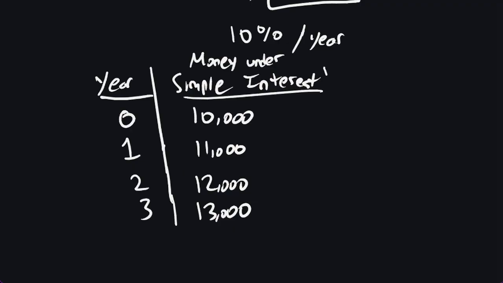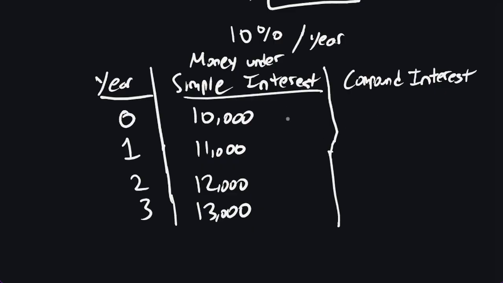interest isn't typically what banks offer. Instead, banks offer compounding interest. Under compound interest, it's a little different, because if you notice under simple interest right here, the money grows each year by $1,000. So 1,000 from year 0 to year 1, 1,000 from 1 to 2, and another 1,000 from year 2 to year 3.